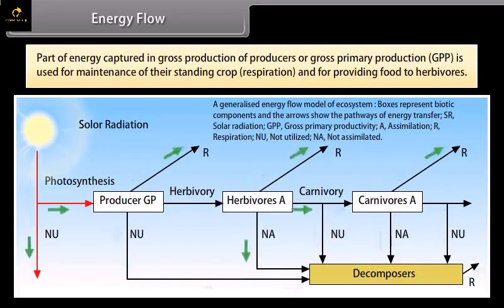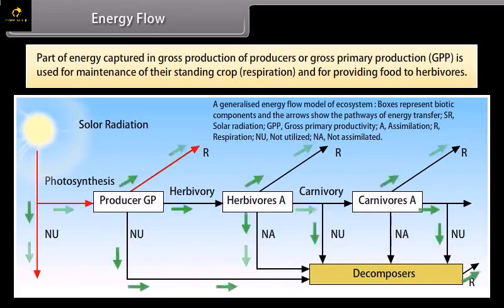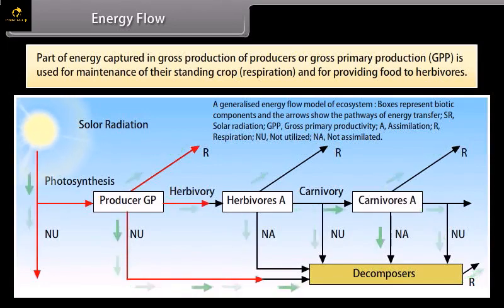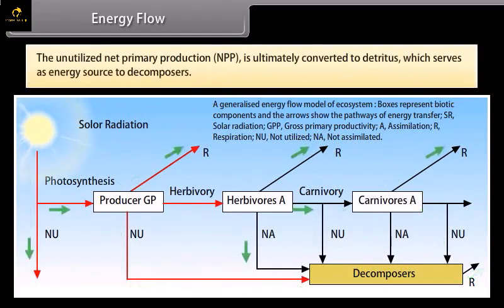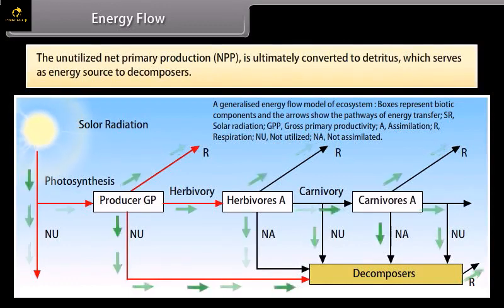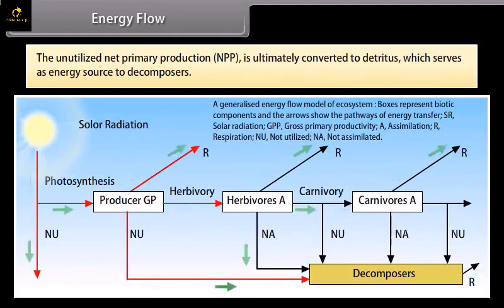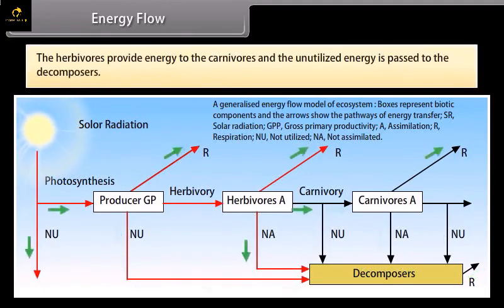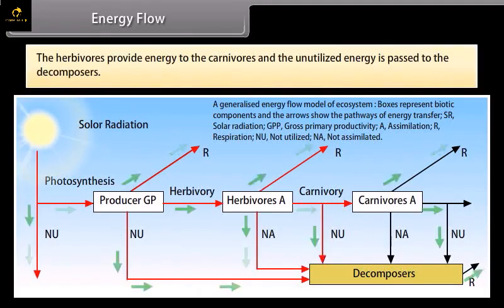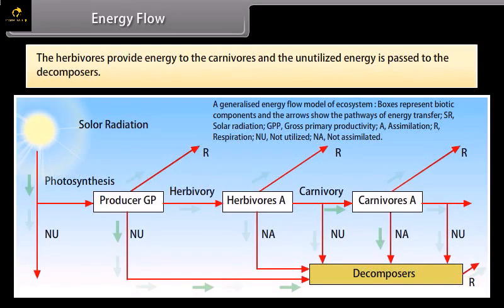Part of energy captured in gross production of producers or gross primary production, GPP, is used for maintenance of their standing crop, respiration and for providing food to herbivores. The unutilized net primary production, NPP, is ultimately converted to detritus, which serves as energy source to decomposers. The herbivores provide energy to the carnivores, and the unutilized energy is passed to the decomposers.